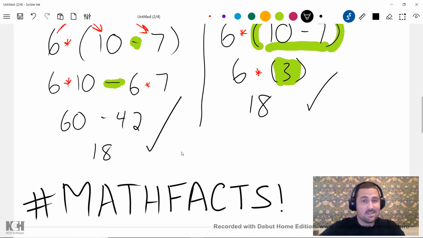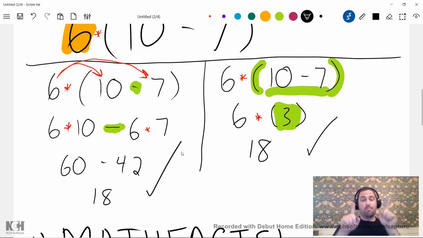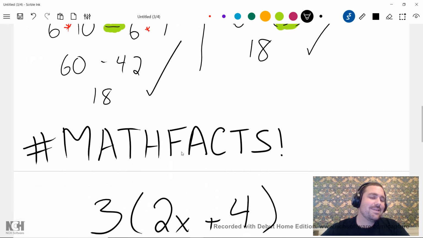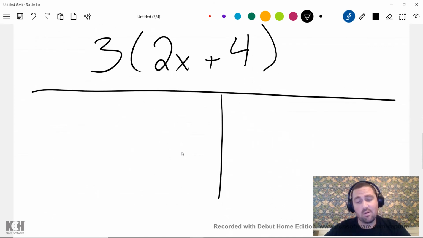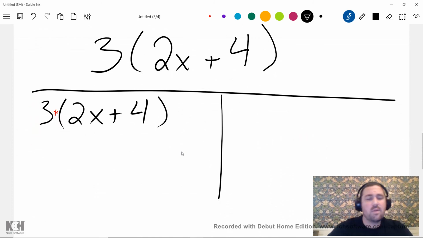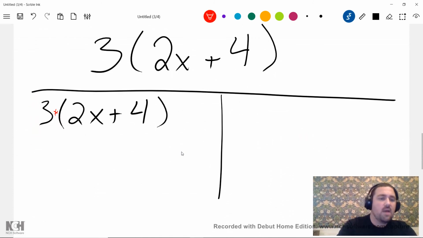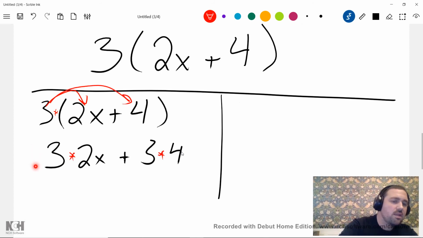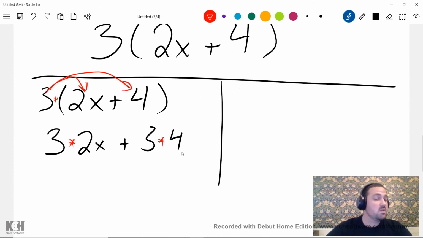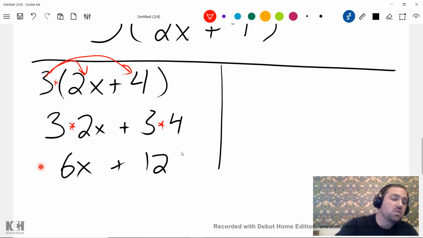So that's an example. That's kind of what you're going to be practicing. You're going to be simplifying both ways, using distribution and using the steps of operations. Just a heads up, you might have an expression like this, 3 times the quantity 2x plus 4, which if we wanted to simplify using distribution, we can do that as well. We have our 3 times 2x plus 4. We put in our little arrows. That gives us 3 times 2x plus 3 times 4, which simplifies to 6x plus 12. Boom, we're done.